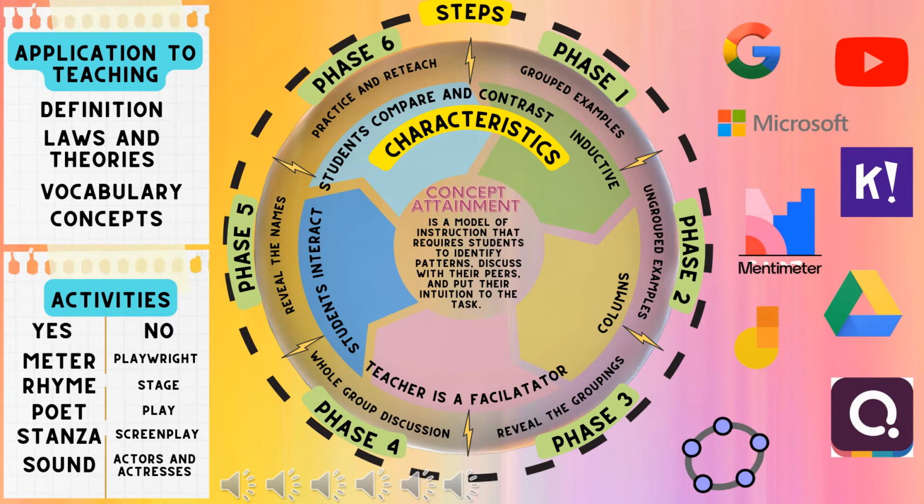The second phase, or the second step, is that the teacher gives more examples, but this time the examples are ungrouped. The students will be the ones to decide to which group or column each example goes based on their observation on the first group of examples.